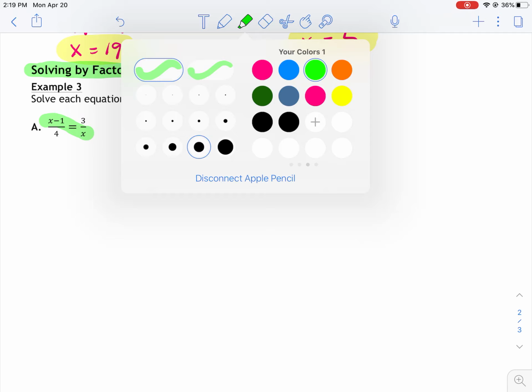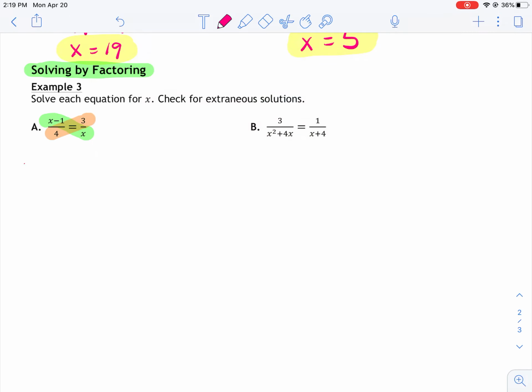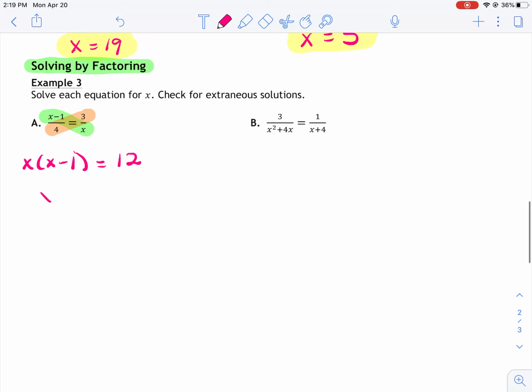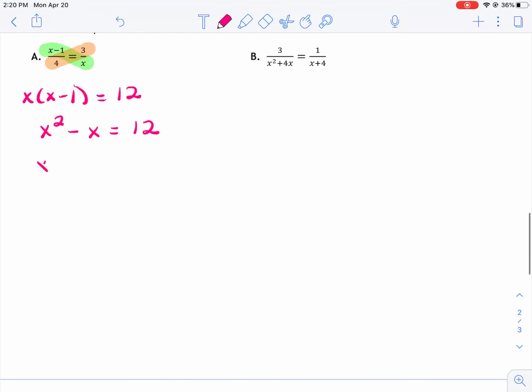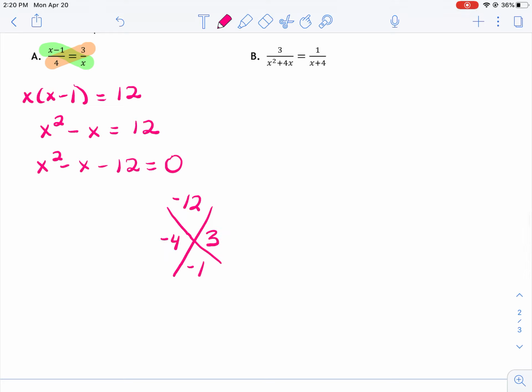So if I cross multiply in this next example, I have x times x minus 1 equals 3 times 4 is 12. Now when I distribute, x times x is x squared minus x equals 12. Okay, and right here I want you to recognize this as a quadratic. And so if we want to solve this quadratic, we need to set it equal to 0. Okay, so now if we want to factor, we need two numbers that multiply to negative 12 and add to negative 1. And so we can use negative 4 and positive 3.